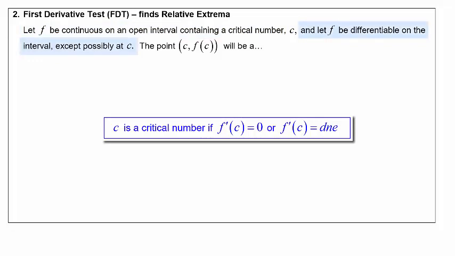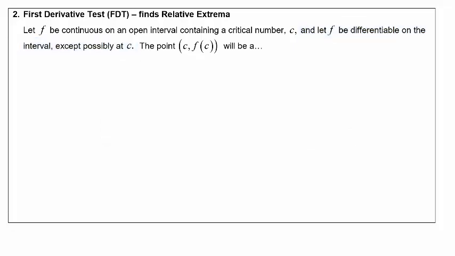And let f be differentiable on the interval, except possibly at c. And we have to say that part because, of course, if the derivative does not exist at c, that means f is not differentiable at c. But f has to be differentiable everywhere else on that open interval. The point c, f of c, will be a relative minimum if f prime changes from negative to positive at c.